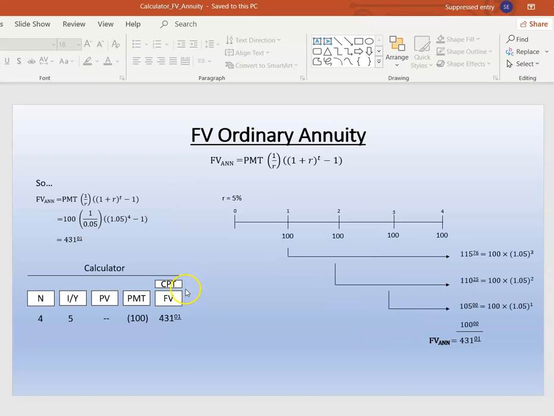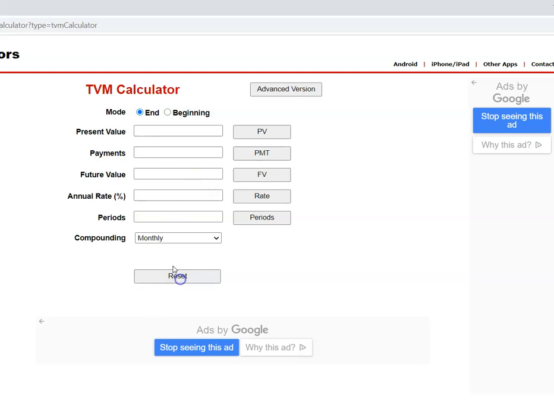Okay, now I want to use the calculator to do this calculation quickly. We have a payment of $100 at the end of each period. We have a discount rate of 5%. We have 4 periods in this annuity, and we do this annual compounding calculation. Now we want to know the future value of this annuity. It is $431.01.